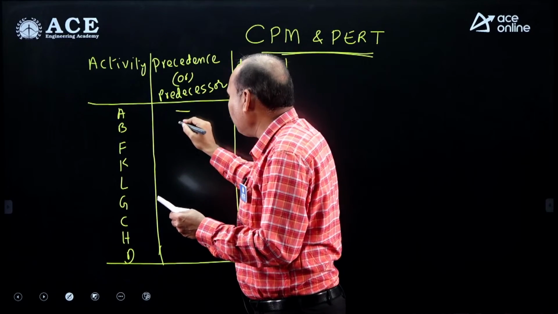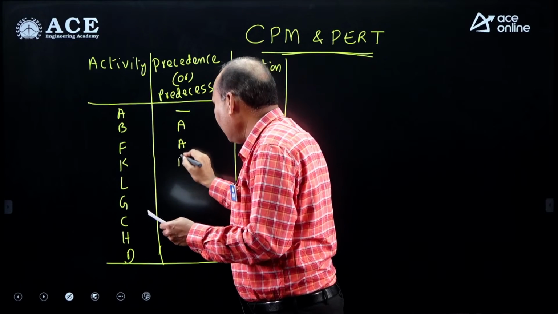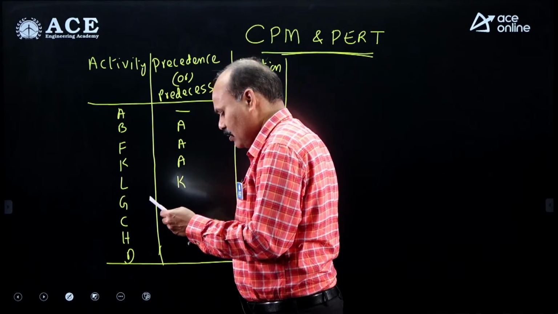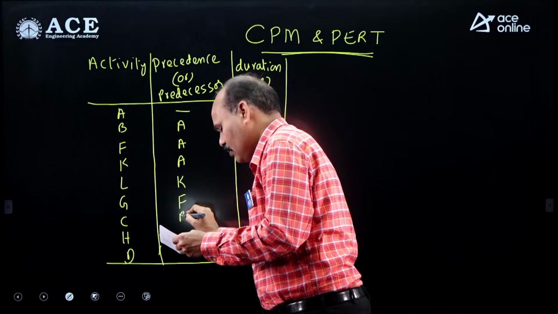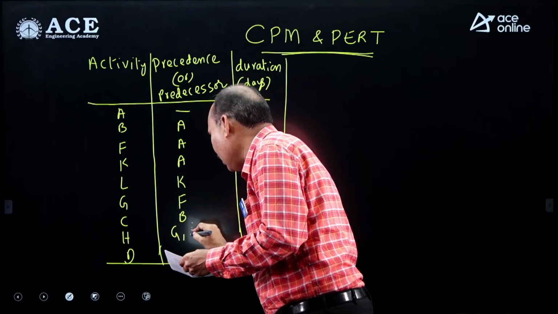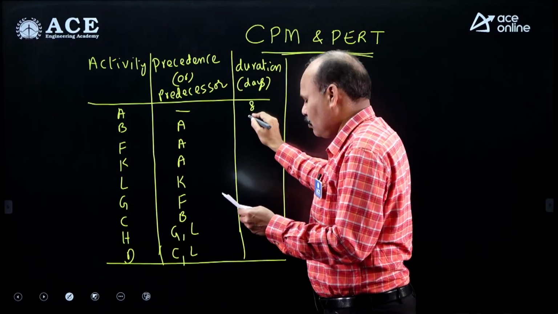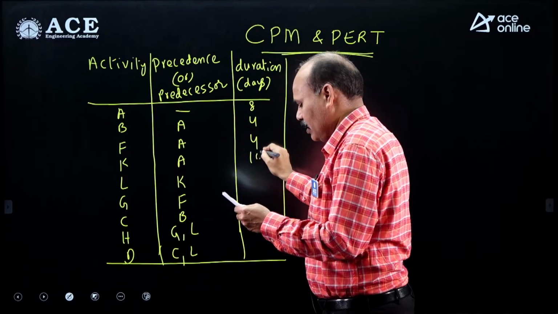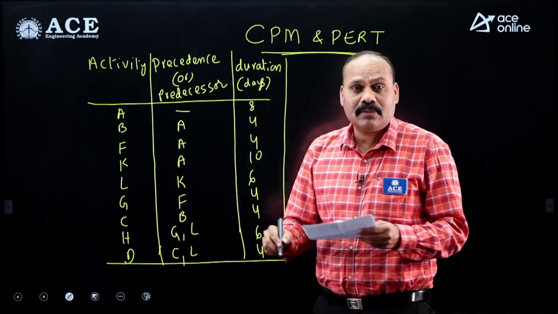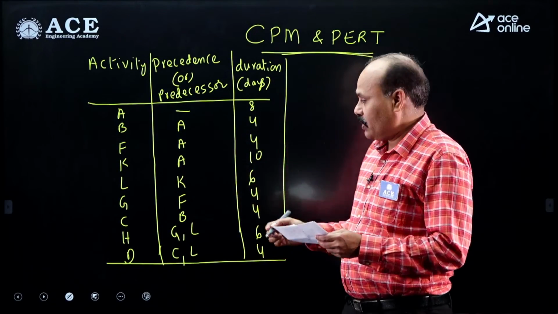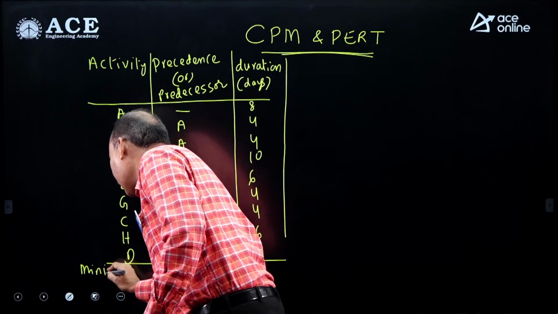A has no condition, B starts after A, F starts after A, K after A, L after K, G after F, C after B, H after G, L, D after C, L, and the durations are 8, 4, 4, 10, 6, 4, 4, 6, 4. The question is the minimum time required to complete the project.